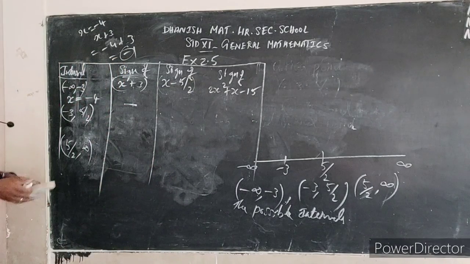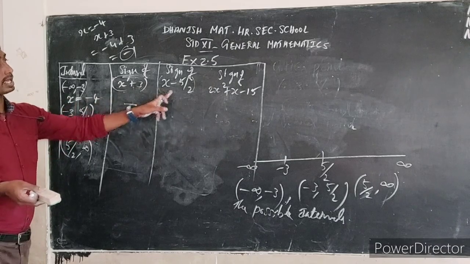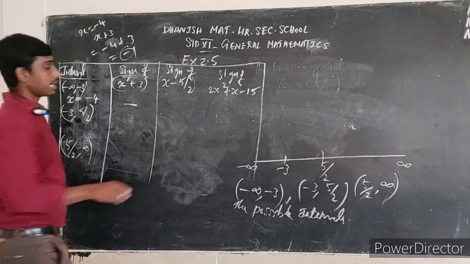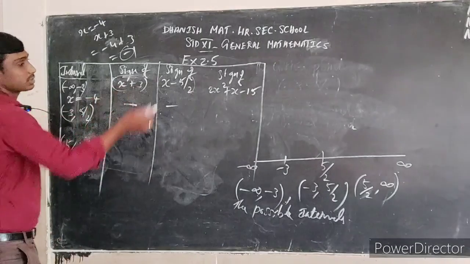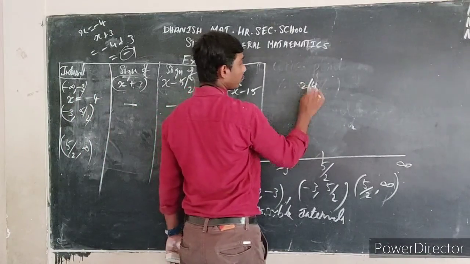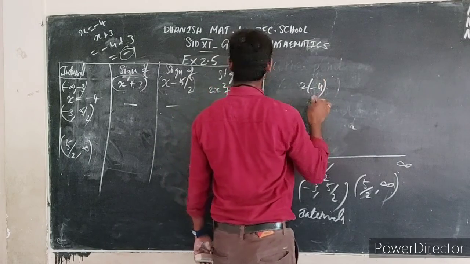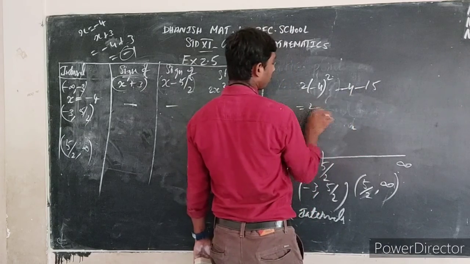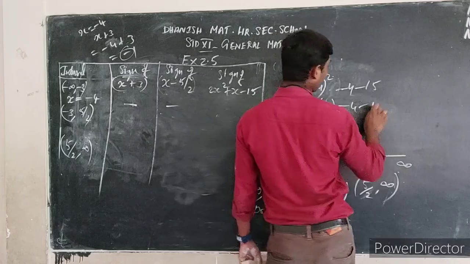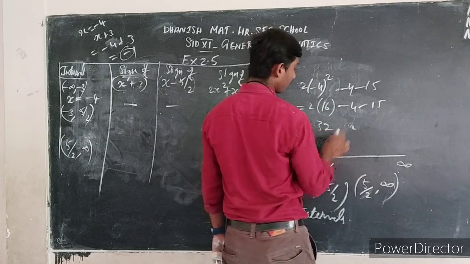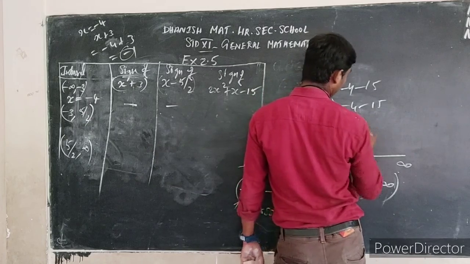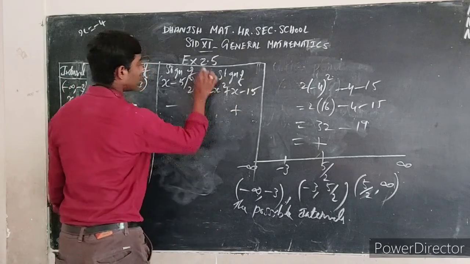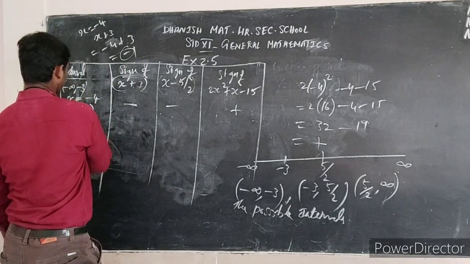In x minus 5 by 2, substituting minus 4 gives minus 8 minus 5, so here also we get a minus sign. Next, in 2x square plus x minus 15, substituting minus 4: 2 into 16 is 32, minus 4 minus 15, that gives 13. Here we get a positive sign. So the first interval is positive.